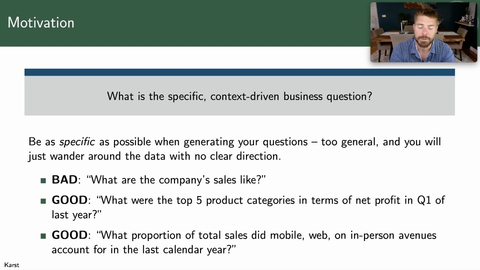A better question might be, what are the top 5 product categories in terms of profit in Q1? So notice we've changed a bunch of things here. We're not just saying sales, we're actually saying profit. So that takes into account cost of goods sold. This is a huge thing. How big are your margins? We're not looking at the entire portfolio, we're just looking at the top, and we're not looking at any period of time, we're looking at just Q1. So notice how much we've narrowed this thing down.